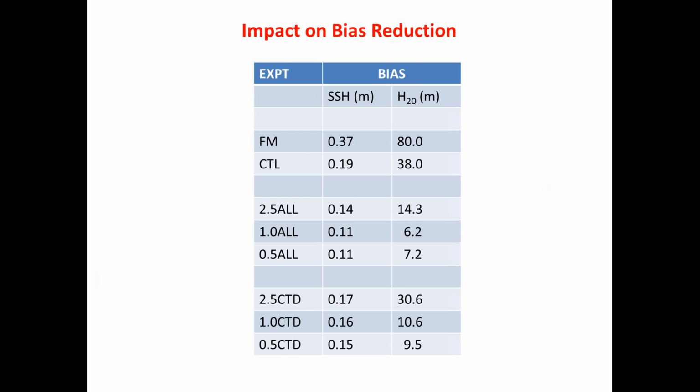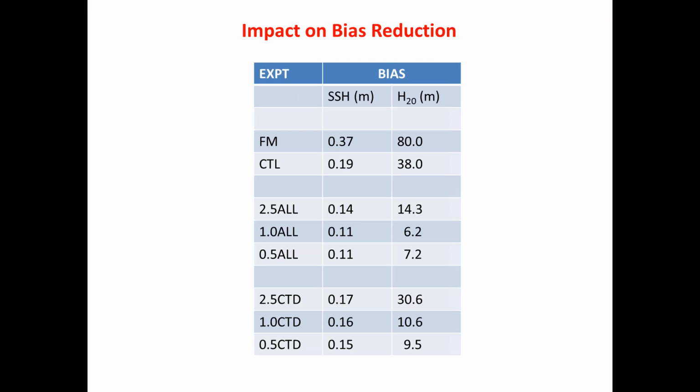I show the bias for these experiments for two fields, SSH and H20. It turns out that for the two other fields, heat potential and the temperature difference, the mean bias between the forecast model and the nature run was very small, so there were inconclusive results for that. But there were significant biases in SSH and H20 that were corrected by this assimilation. On top you see the biases in meters for the forecast model and the control, and then for the experiments assimilating CTD plus control and then CTD alone.